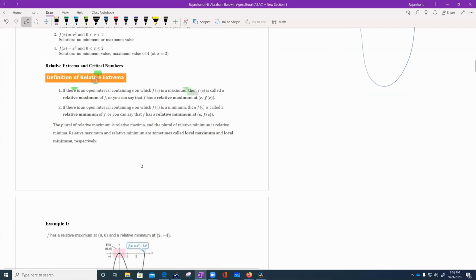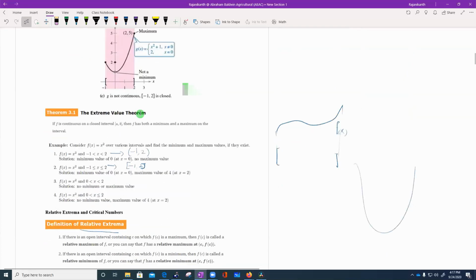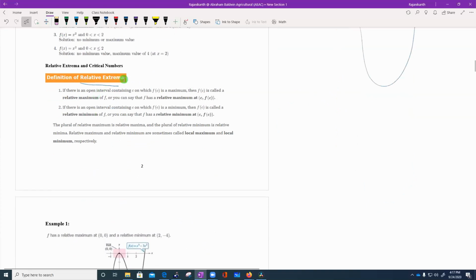Okay, now this is called the relative extreme. Earlier we had extreme, right? Now this is relative extreme. What does it mean by relative extreme? If there's an open interval containing c, now we are always assuming that the given interval is an open interval. So you are given an open interval, right? Inside the open interval, there's a point c, right?